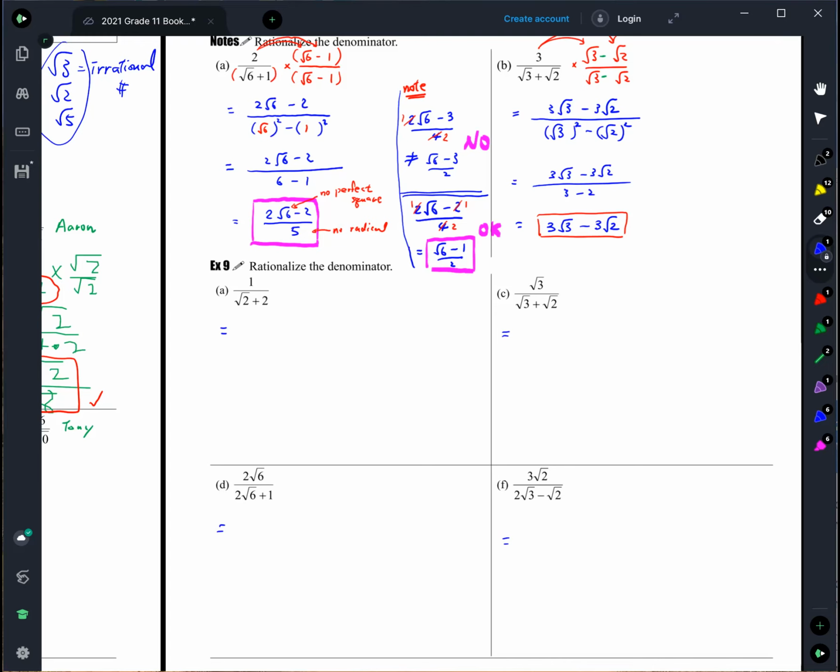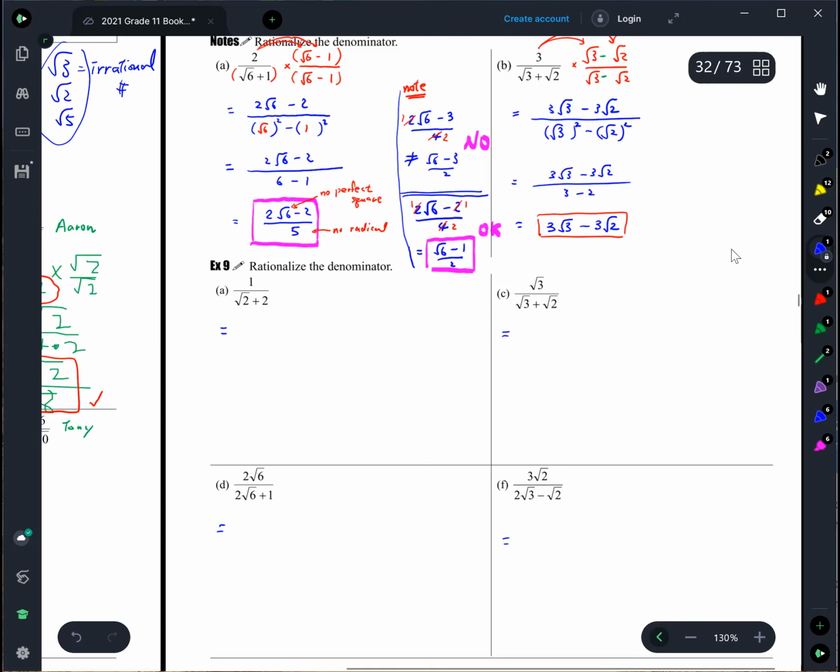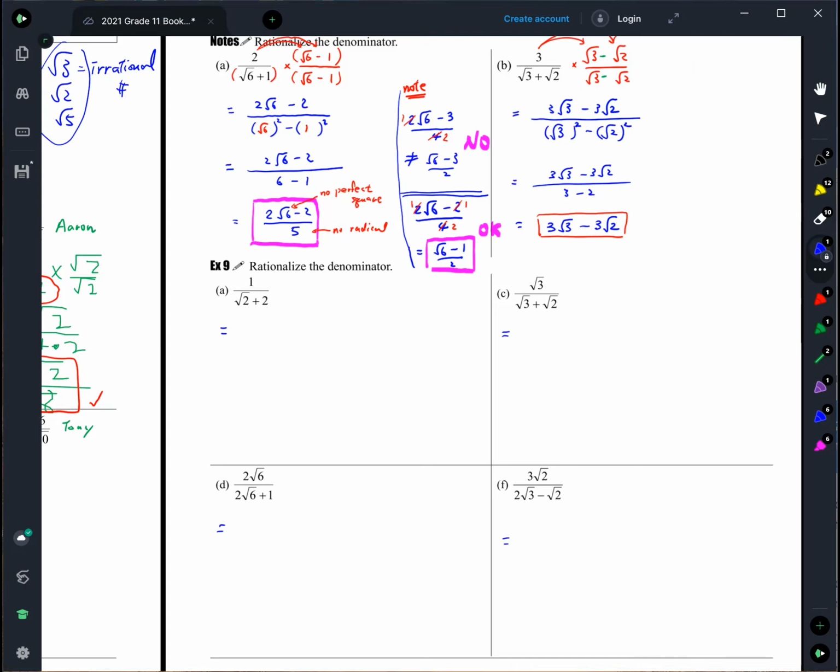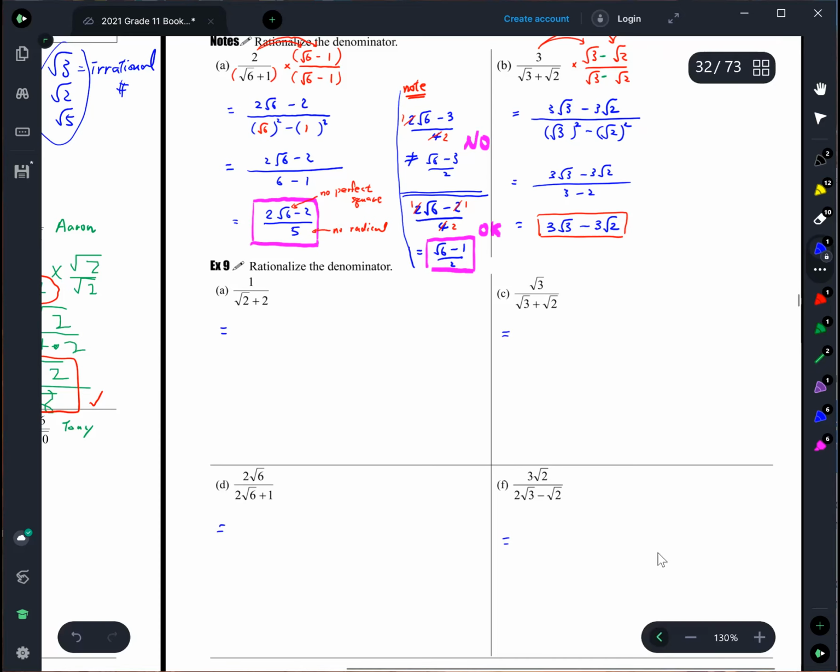Aaron, which question are you working on? I'm still on D. Yeah, so for this question, I will just ask for the final answer, because if I try to write all the steps out with the mouse, I think it's too much work, a bit difficult.